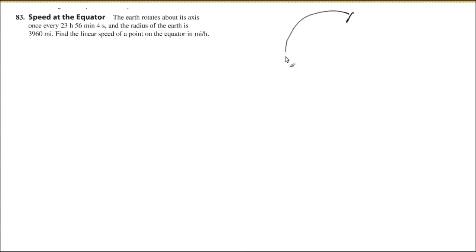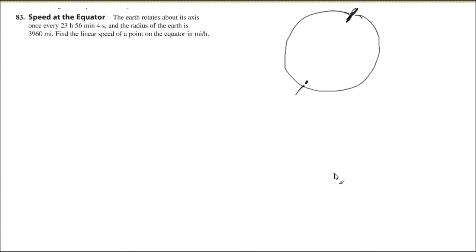Here's the Earth, and there's a giant stick in the North Pole, and it rotates once every 23 hours, 56 minutes and 4 seconds. I didn't know it's not exactly 24 hours, but it seems like that's what it is. And the radius of the Earth is 3,960 miles, and the guy in ancient Greek times also computed a similar number.